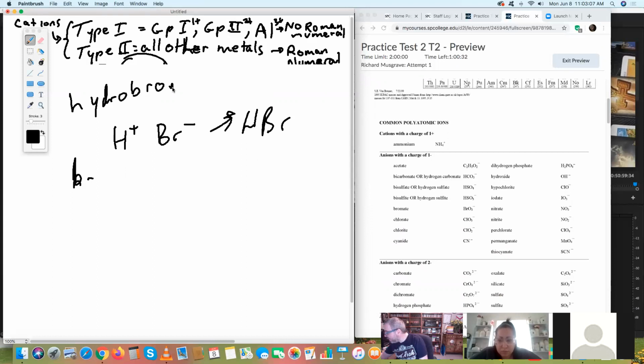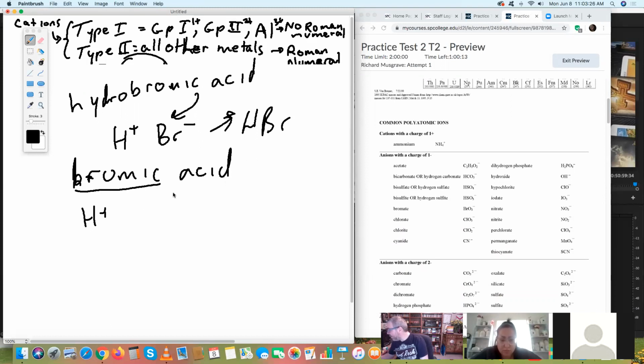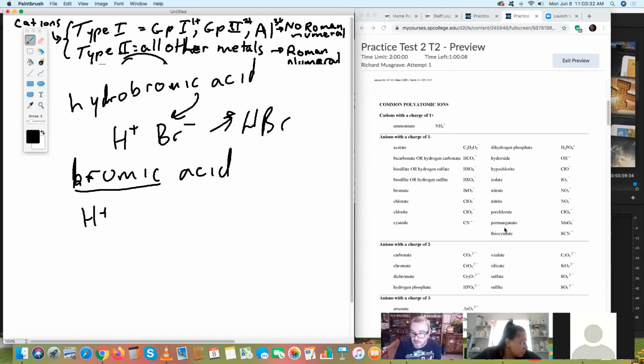Just for comparison's sake, I'll show you. The acid tells us it's H plus at the front, and the hydrobromic is Br minus. But let's say it was bromic. It's still H plus at the front, but the bromic here is going to come off the polyatomic ion sheet, and it will actually be bromate. And there it is. And the rule there is ic goes to ate, and ous goes to ite.